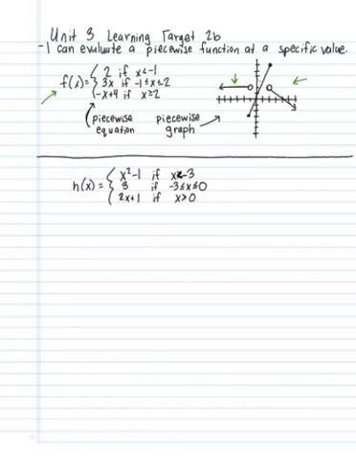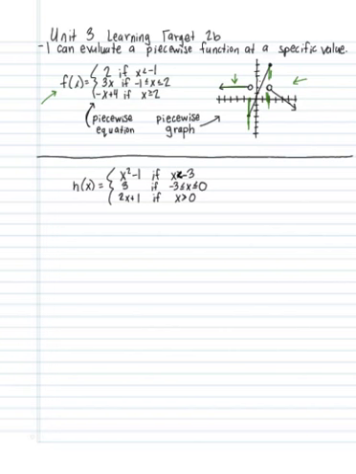The next piece of this function says f of x equals 3x if x is less than or equal to 2 and greater than or equal to negative 1. So we've got this line, this y equals 3x line, and it's in between negative 1 and positive 2. Then the last piece of the piecewise function says that f of x equals negative x plus 4 if x is greater than 2.